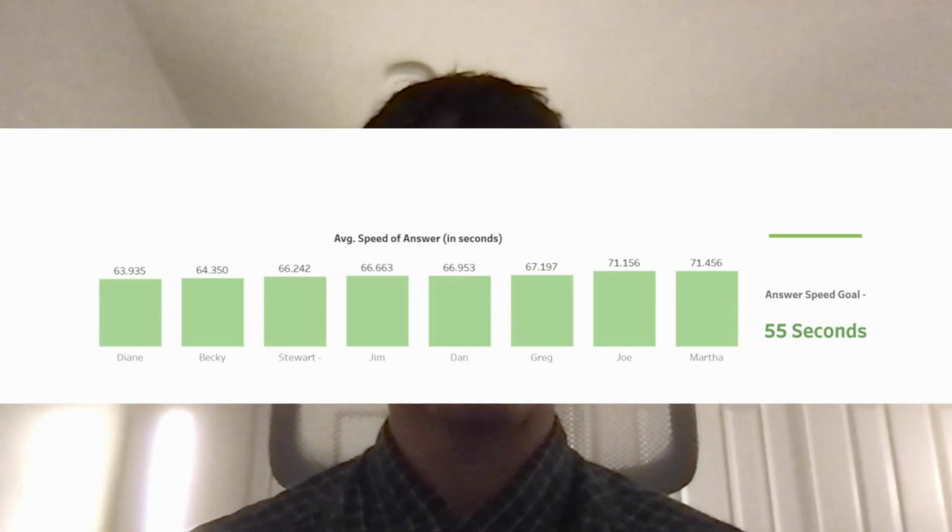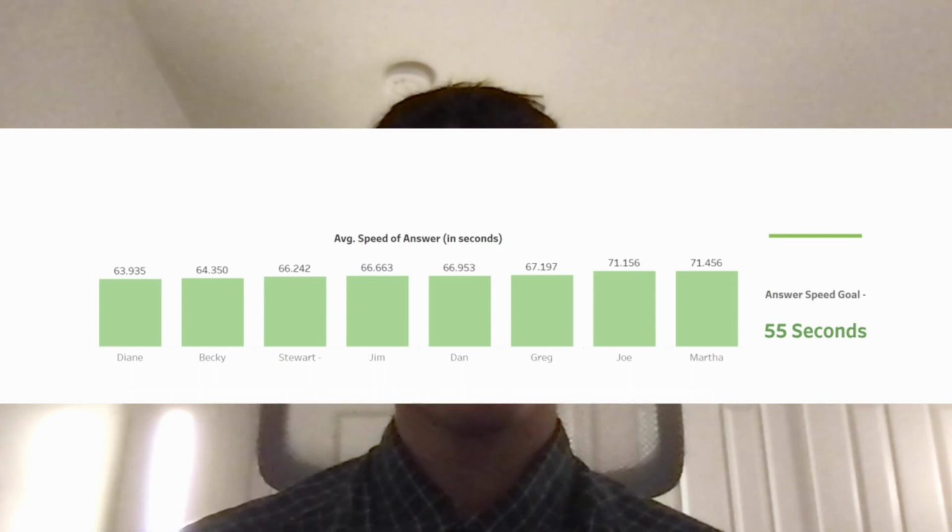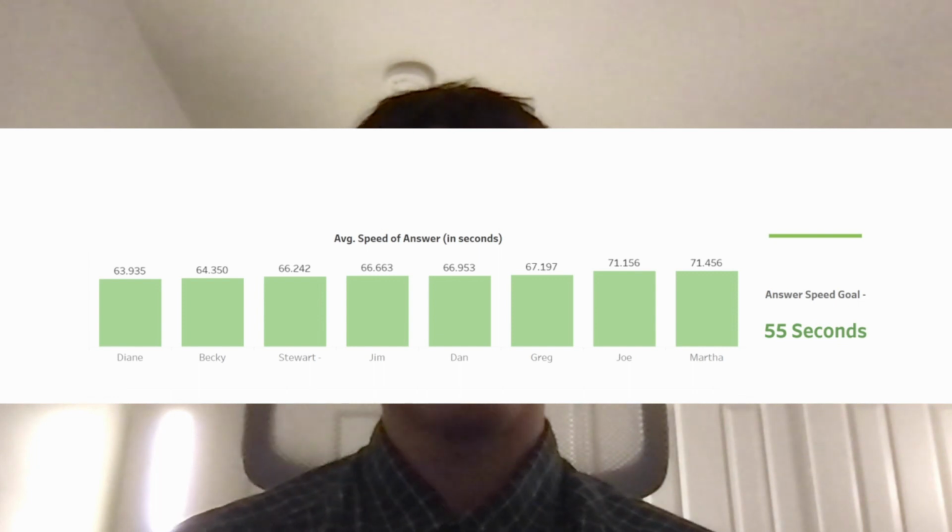Now, let's take a look at answering time. This is figure 4. So, with figure 4, we can see that not a single one of our team members hit the goal of 55 seconds.